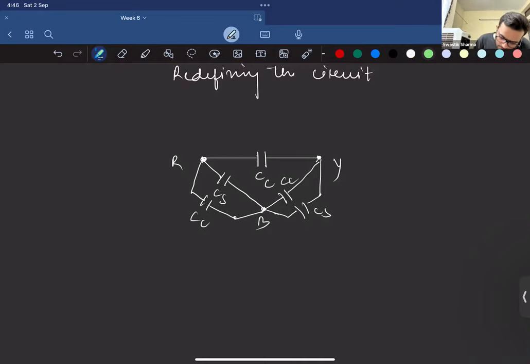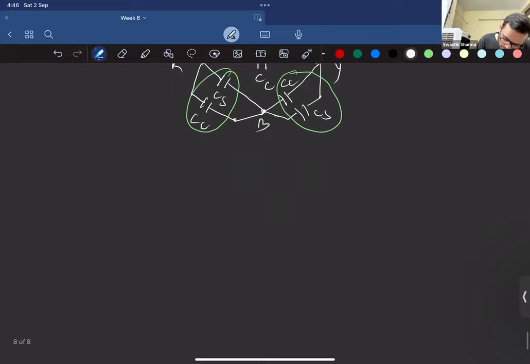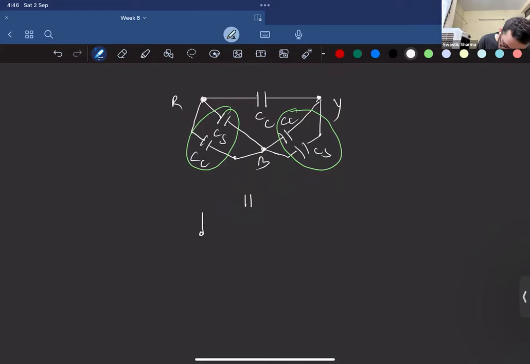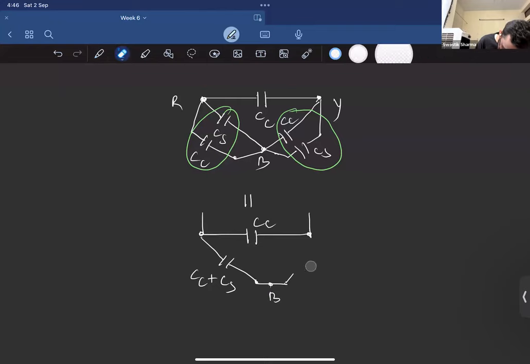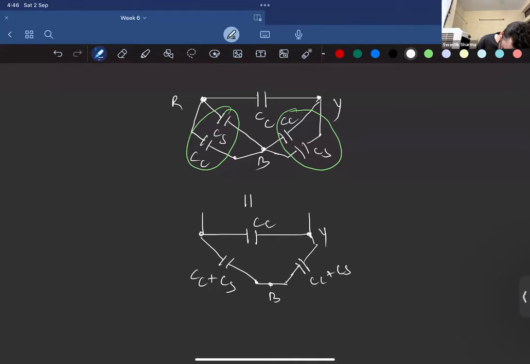Okay, so these two are in parallel. These two are in parallel. So how will our circuit look? Our circuit would change to something like CC plus CS, right? And this is some B point. This will also be, right, Renessa?